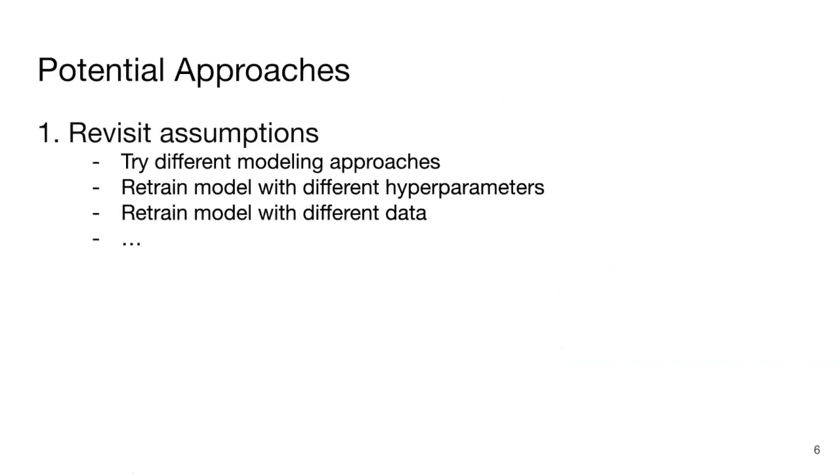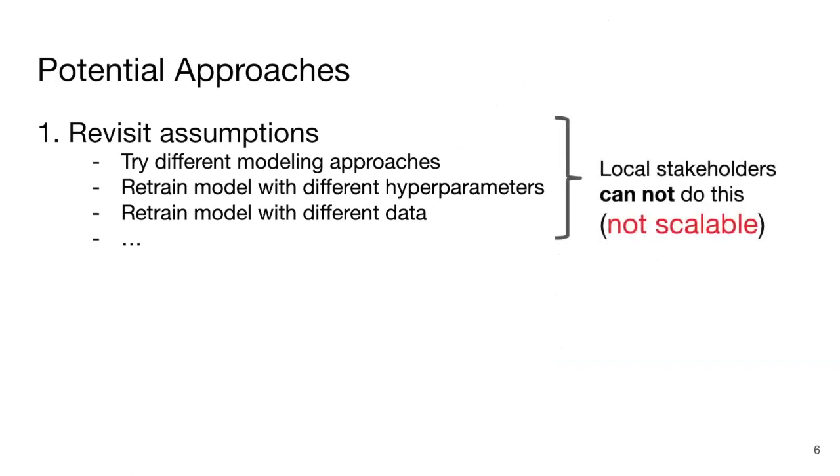So some potential approaches here are to completely revisit your modeling assumptions. You might want to try different modeling approaches, retrain the model with different hyperparameters, use different data, all these sorts of things. But I claim that this isn't a scalable way to solve this problem. Local stakeholders aren't going to be able to do this. If you're partnering with a conservation agency, they don't have unlimited interns or grad students or data scientists to throw at this problem every time they need land cover data, highly specialized land cover data for a new application.